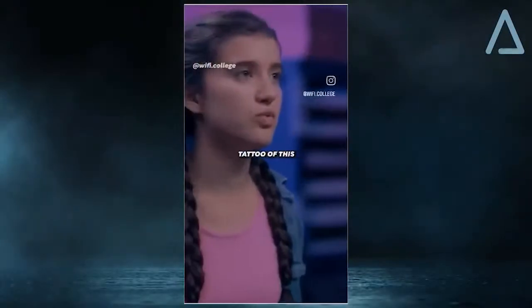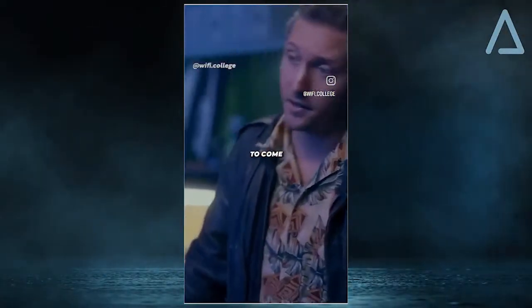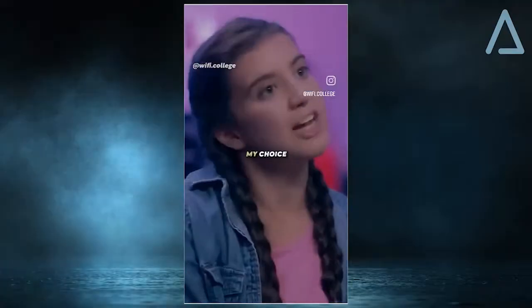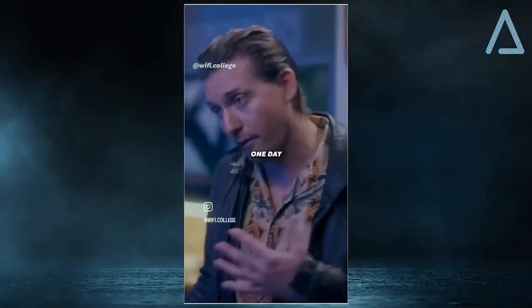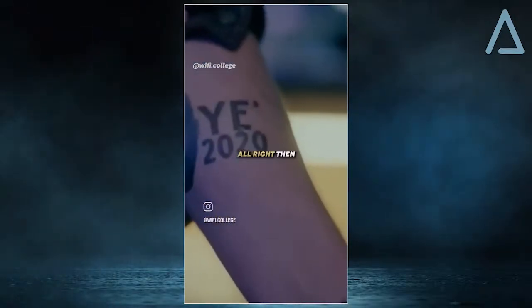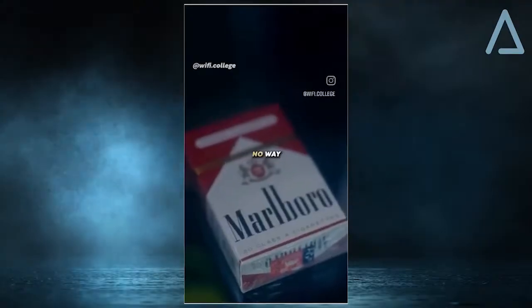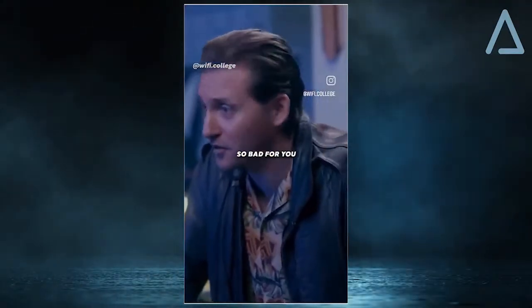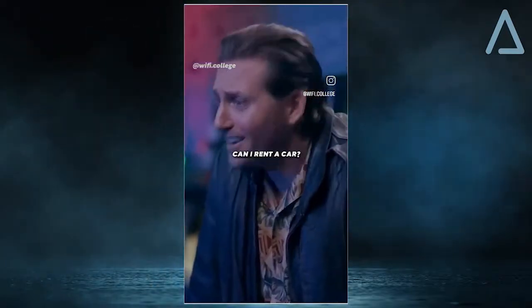I'd like a tattoo of this really awesome Chinese symbol that I saw. We're definitely gonna need your parents to come sign off on it. It's my body, my choice. You're 14. Take it from me. You're gonna regret it one day. All right, then can I just buy some of those cigarettes? No way. Smoking is so bad for you. How about a beer? No. A vape pen? No. A lighter? Not in this state. Can I rent a car?